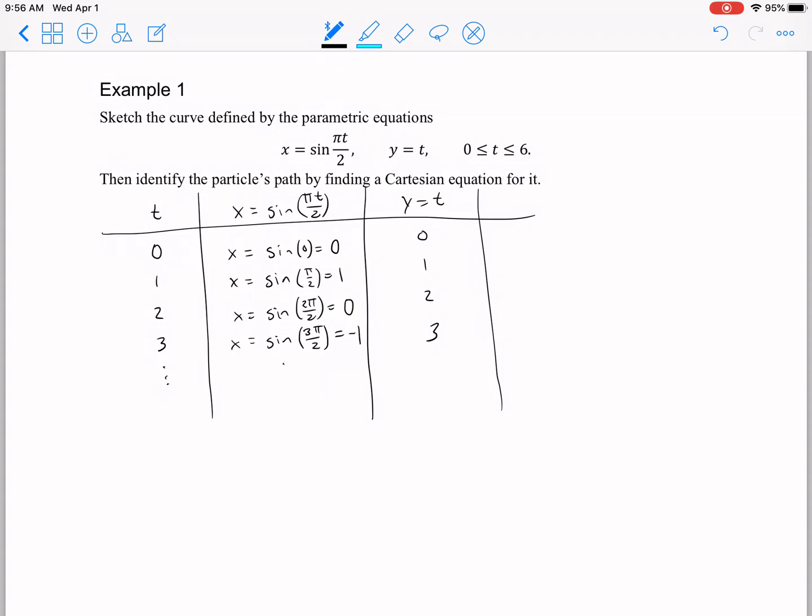And you can keep going that way. And we can actually figure out what our xy coordinates are that are being mapped out just by combining these together. So here it was 0 for x, 0 for y.